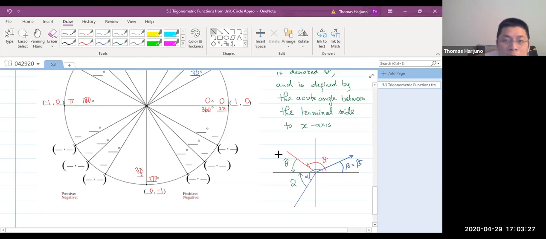Let me do the last one. Suppose I have a terminal side for an angle in quadrant 4. Let's call this angle gamma. Now the reference angle is the one here. Is it okay?